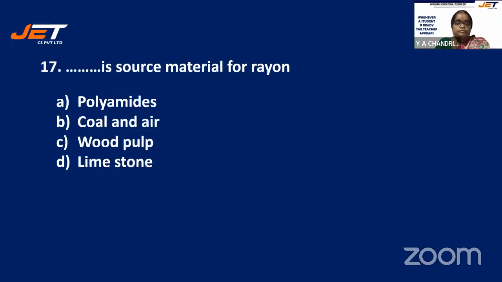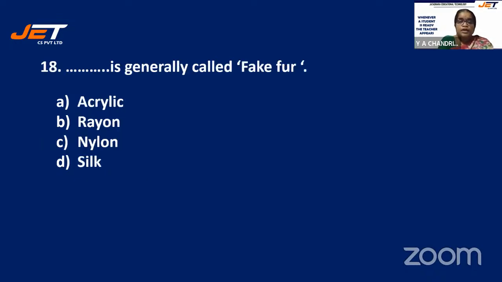Next question. Dash is source material for rayon. Let us see the option. It is wood pulp. Wood pulp is the source material for rayon. Let us move to the next question.